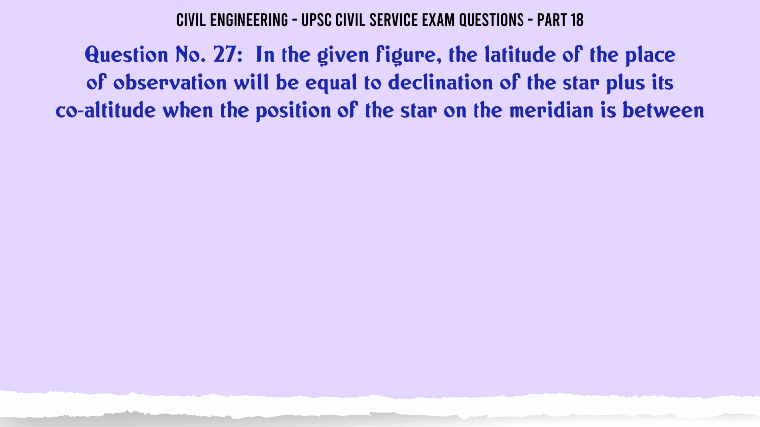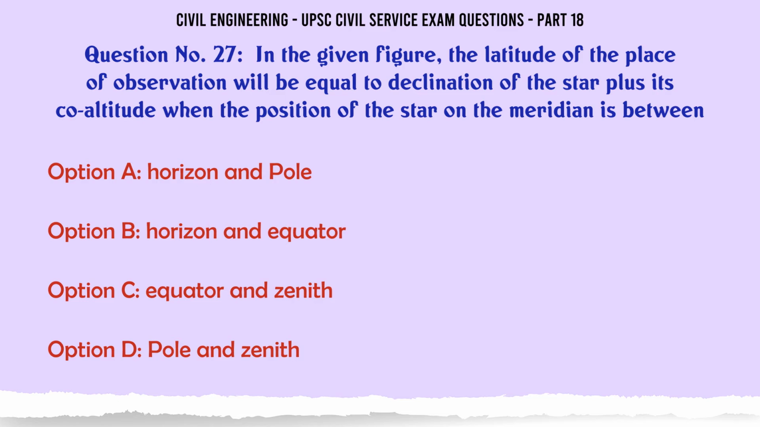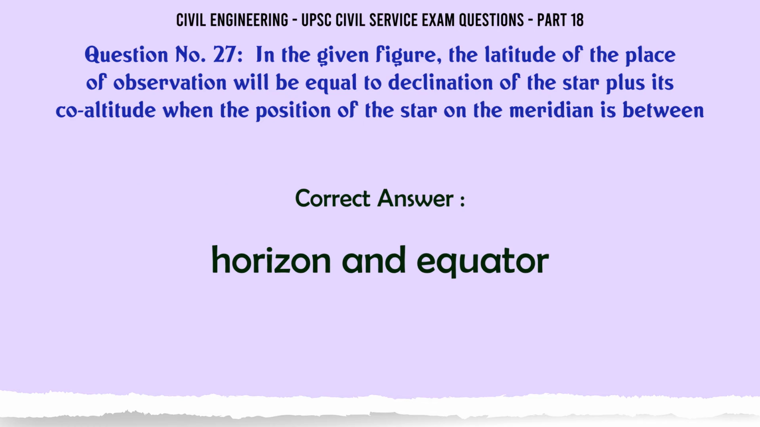In the given figure, the latitude of the place of observation will be equal to declination of the star plus its co-altitude when the position of the star on the meridian is between A. horizon and pole, B. horizon and equator, C. equator and zenith, D. pole and zenith. The correct answer is horizon and equator.